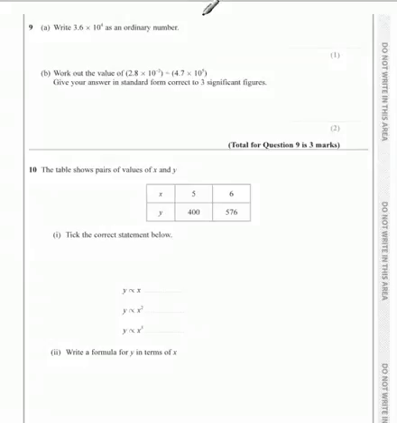Question 9, we're looking at a bit of standard form. So we want to write this as an ordinary number. If this was just 3 times 10 to the 4, we would have 3 followed by 4 zeros. But that 6 there is going to take up the place of one of the zeros. So we're going to have 36,000, just the 3 zeros there.